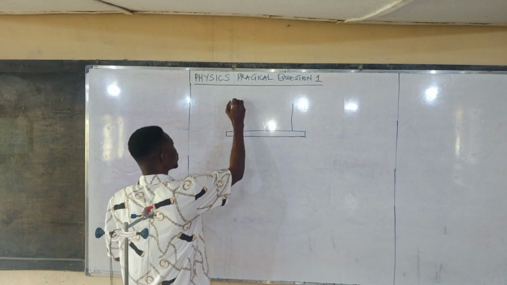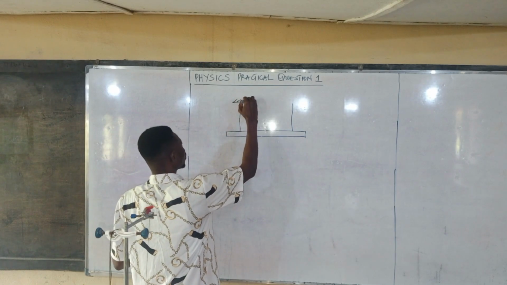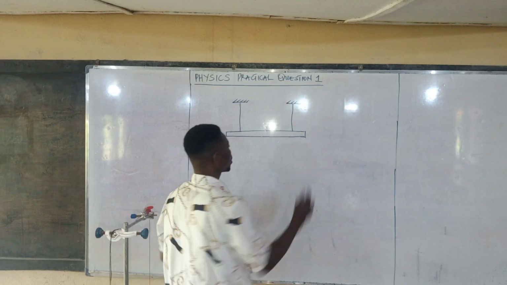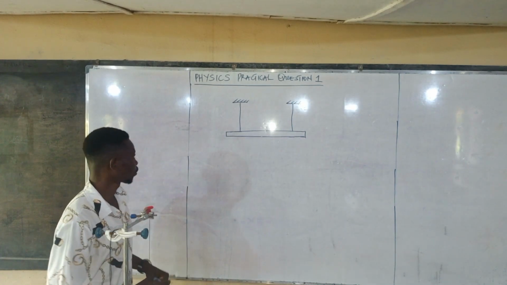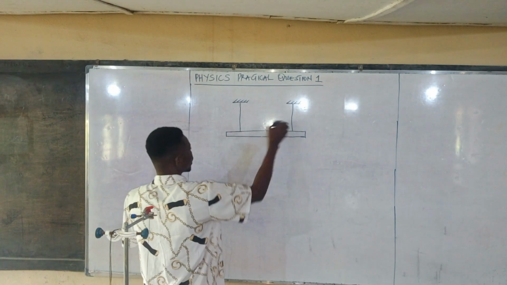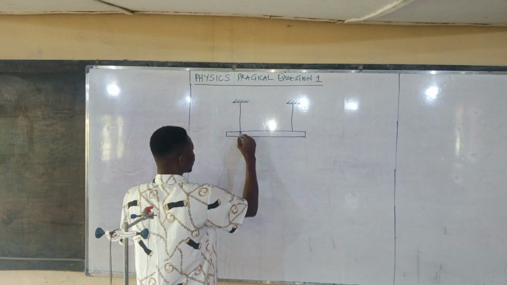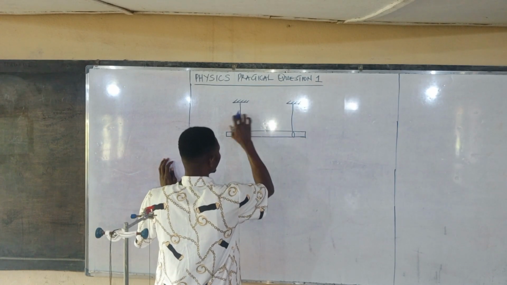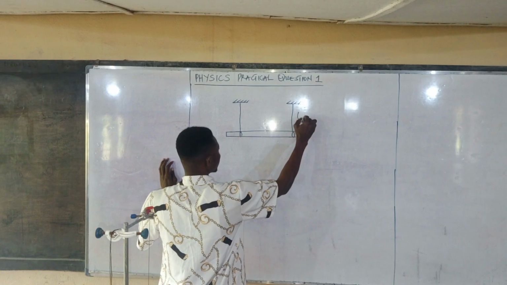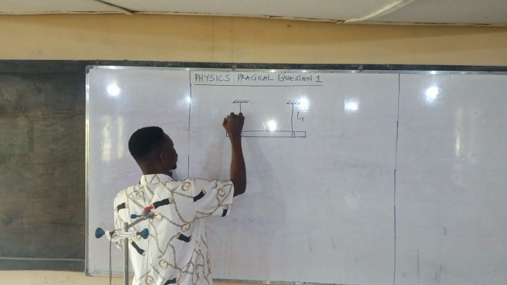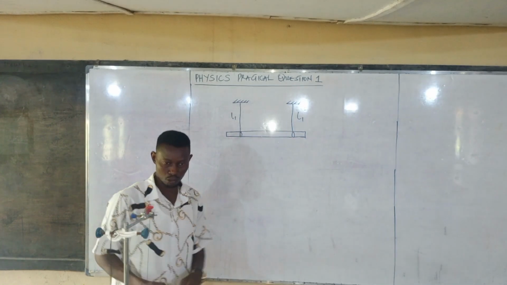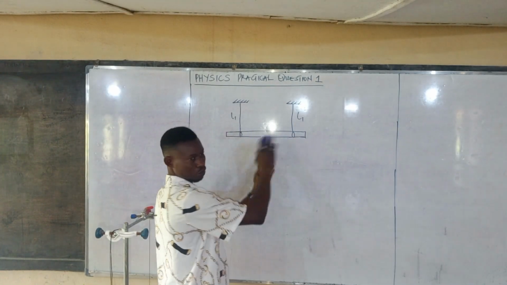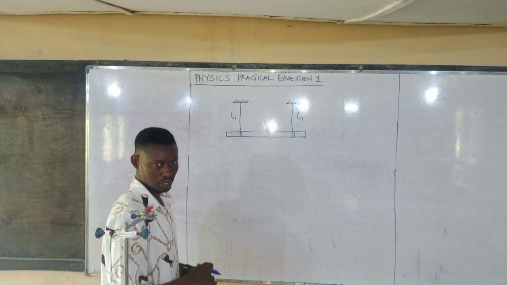This system alone forms what we call the bifilar suspension or the bifilar pendulum, where this is a thread, this is another thread, and these threads are suspended. These threads are of equal length. Let's call it L1 or L. This system, when displaced, is going to perform horizontal oscillations.